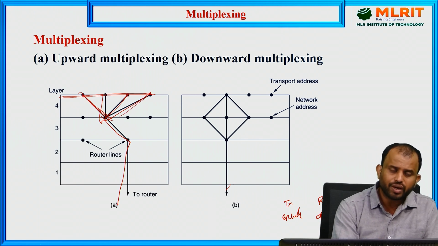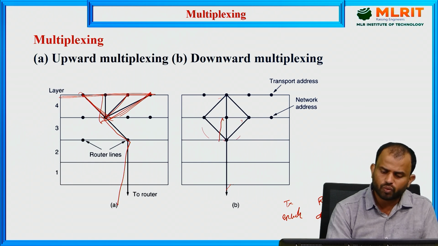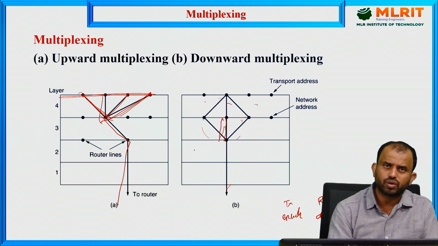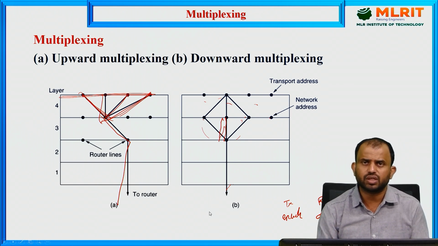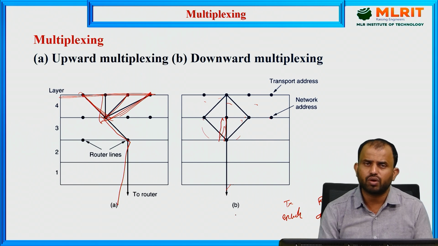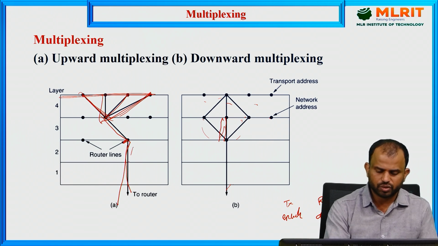In the demultiplexing manner at the receiver, there is many-to-one communication, where all the connections go to this one point, and one-to-many communication based on the network values. So information is multiplexed at the source and demultiplexed at the destination, based on the transport address as well as the network address. Here these lines are the router lines, and these are the respective information routing paths.